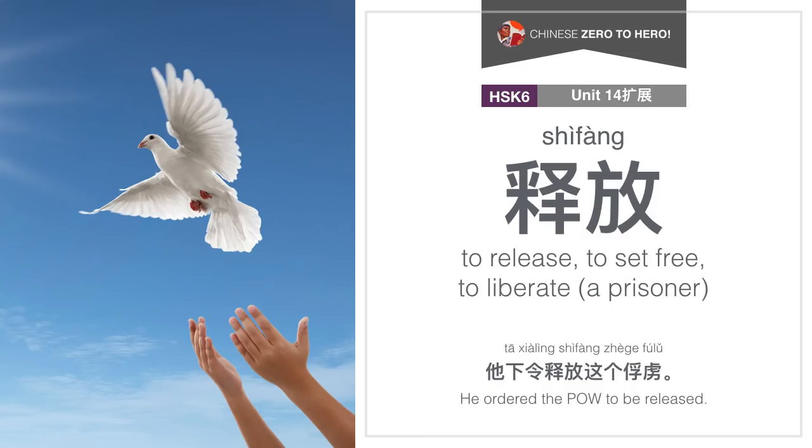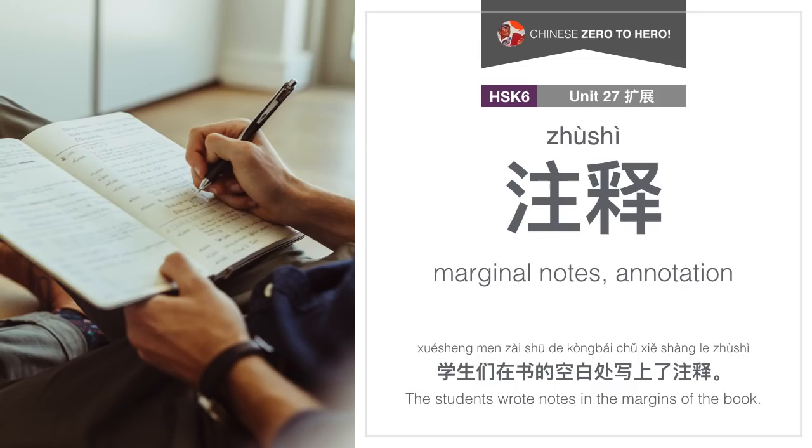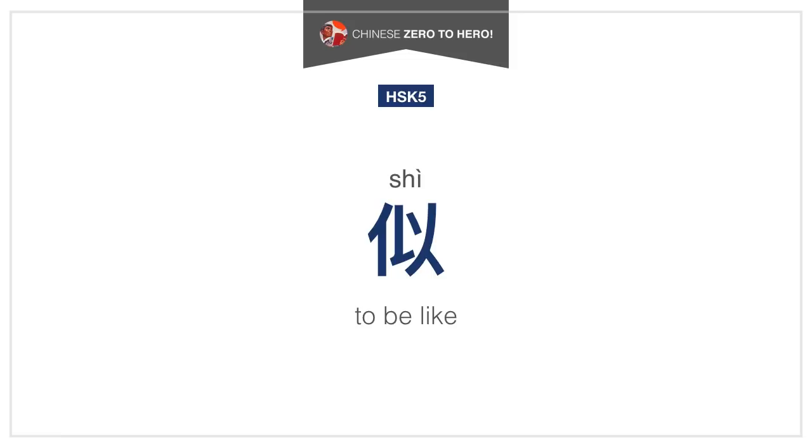In HSK 6, we also learned the word 释放, meaning to release, to set free, or to liberate a prisoner. 他下令释放这个俘虏。He ordered the POW to be released. In HSK 6, we also learned the word 注释, meaning marginal notes or annotation. 学生们在书的空白处写上了注释。The students wrote notes in the margins of the book. And 似, when written like this, means to be like.